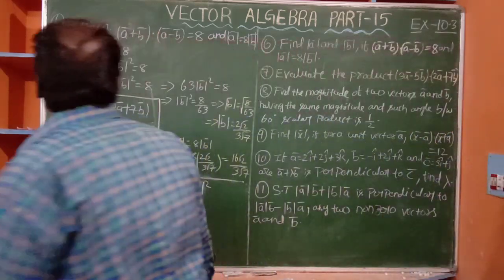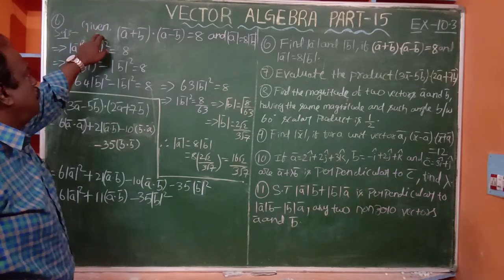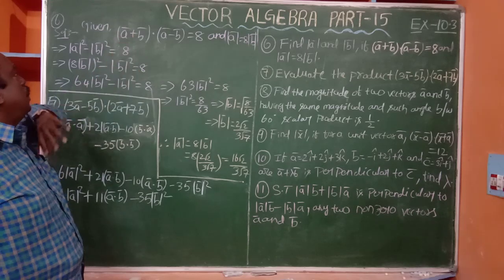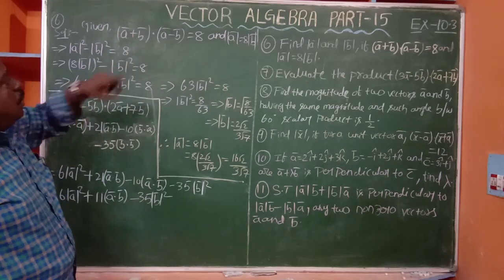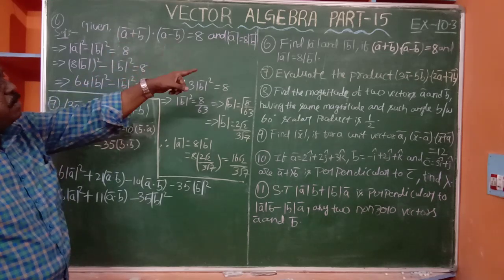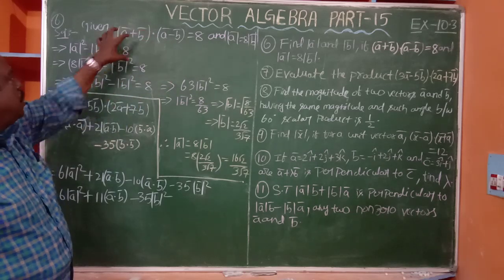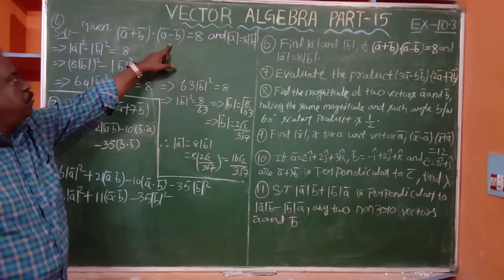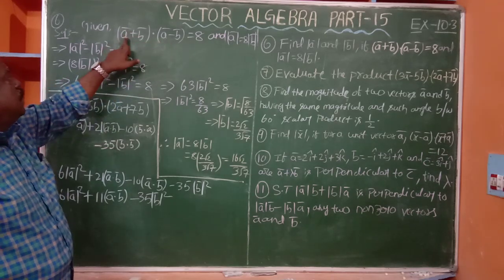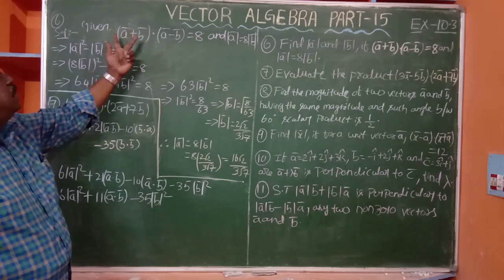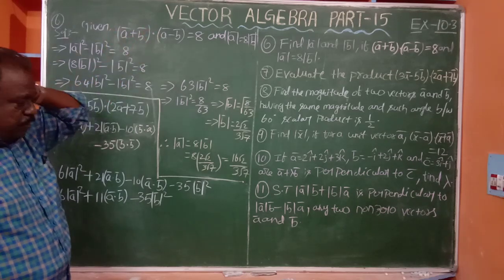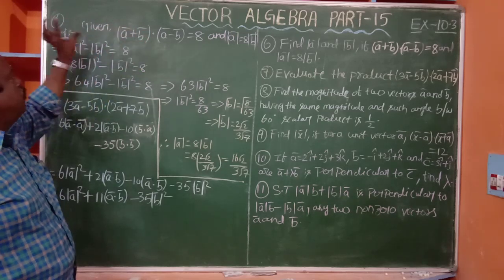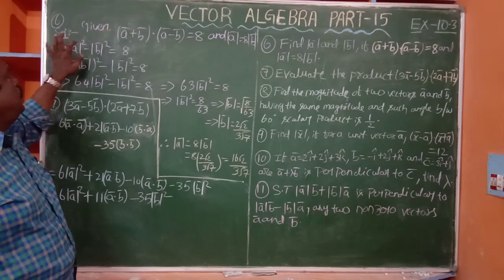We are given in the sixth problem, (A bar plus B bar) dot (A bar minus B bar) is equal to 8, and mod A bar is equal to 8 mod B bar. These are the given data in the problem. Here, A plus B into A minus B means A square minus B square. Very simple. Directly the formula is there.